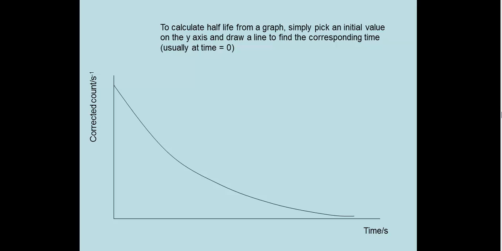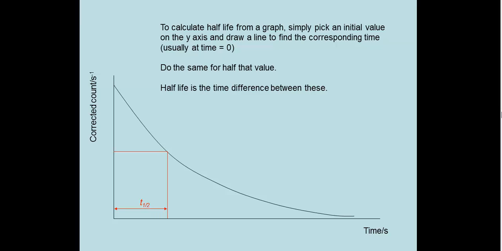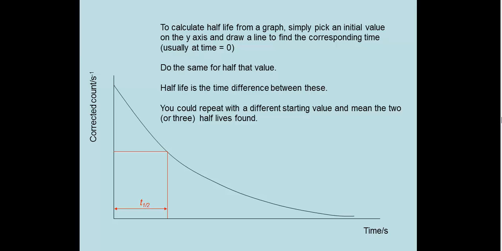To calculate half-life from a graph, simply pick an initial value on the y-axis, draw a line to find the corresponding time. Usually we could start at t equals 0. Do the same for half that value. This then gives the time difference between these, which in this case is 0 to whatever this time is on the x-axis. You could repeat with a different starting value and take the mean of the 2 or 3 half-lives found. So we could have these values or these values.